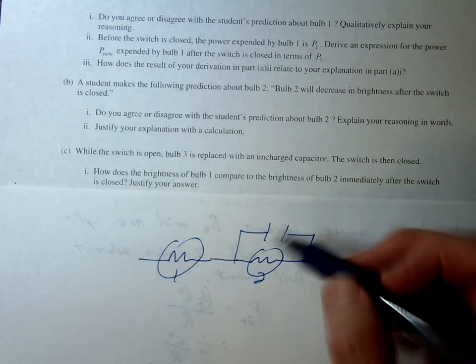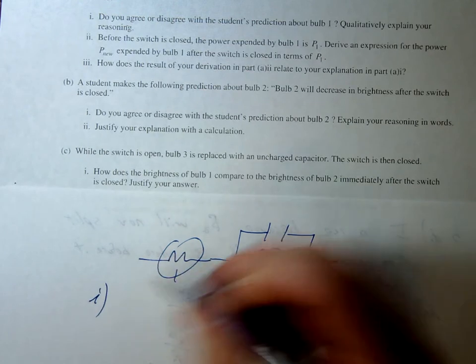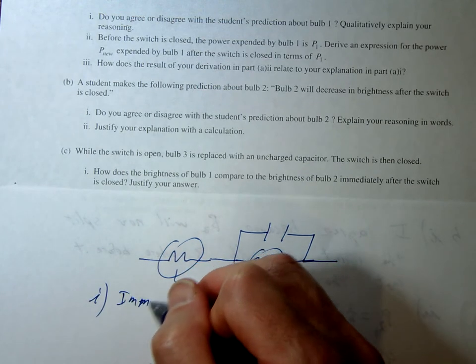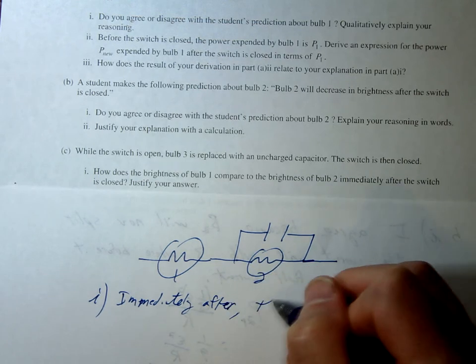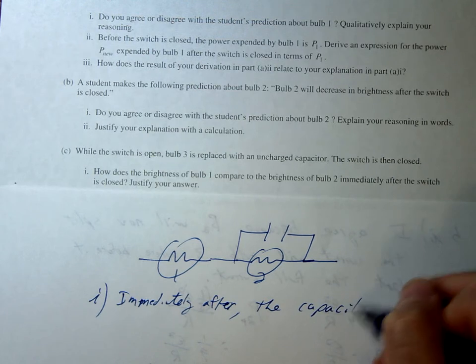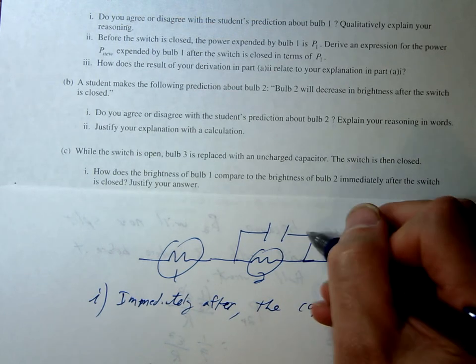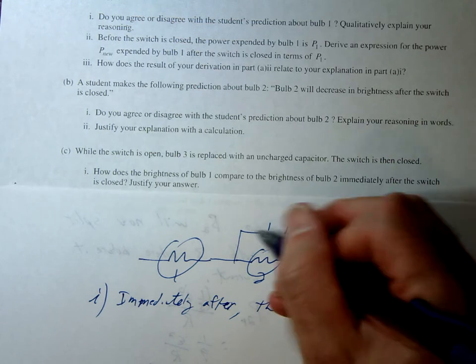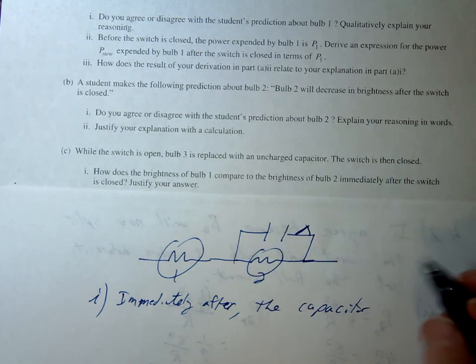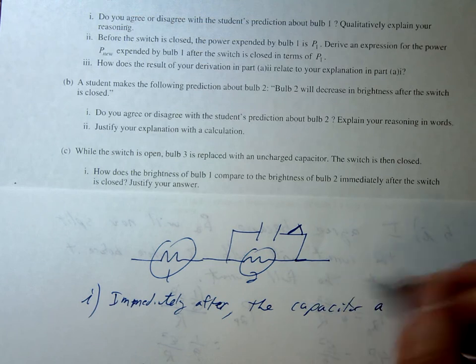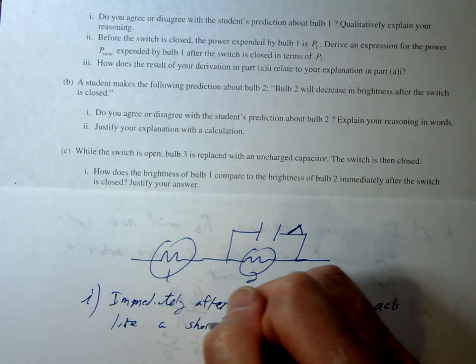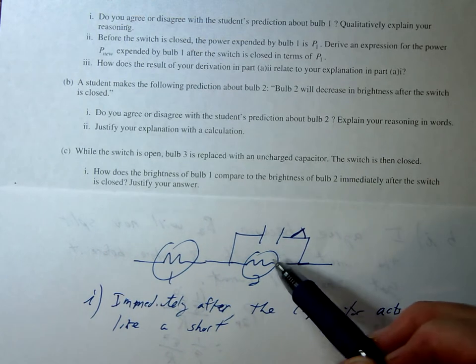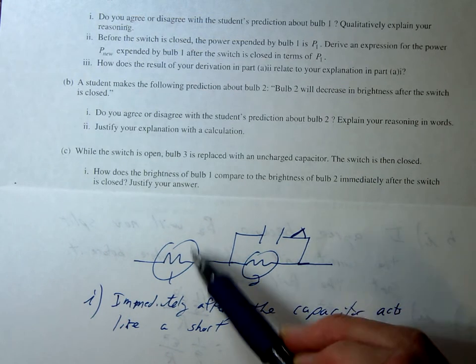So remember, when it's immediately after, that's the key word, immediately after, the capacitor acts like a short. So as soon as you close that switch here, the capacitor acts like a short. So this is just going to go straight through there, right? It's going to bypass 2, so 2 won't even light up immediately after. So it's going to dim way down. Okay, actually it's going to turn off momentarily when it's shorted out, right?